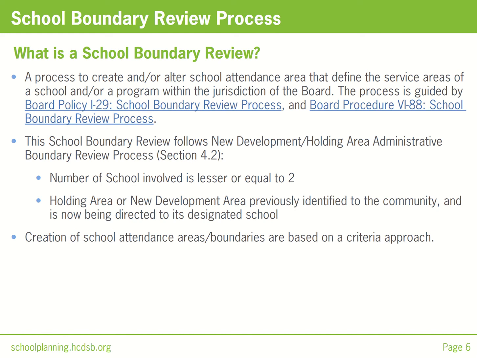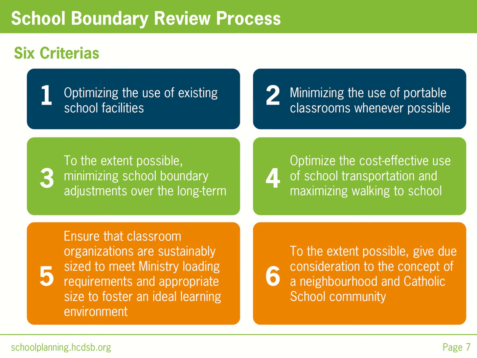The creation of a school attendance boundary or areas is based on a criteria approach. The 6 criteria are as follows. Criteria 1, optimization and the use of existing school facilities. Criteria 2, minimizing the use of portable classrooms whenever possible. Criteria 3, to the extent possible, minimizing school boundary adjustments over the long term. Criteria 4, optimizing the cost-effective use of school transportation and maximizing the walking to school of students.